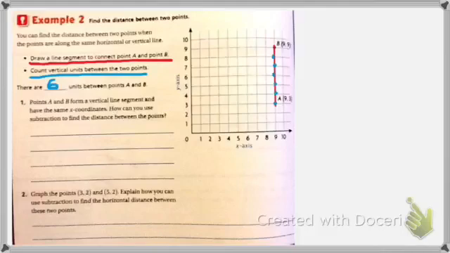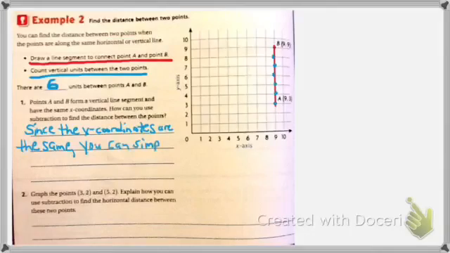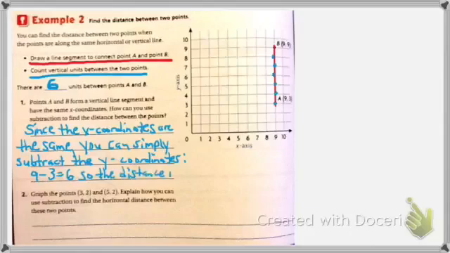Well, 9 minus 3 equals 6. So how can you use subtraction to find the distance between the points? Since the x coordinates are the same, you can simply subtract the y coordinates. So what would I say? I would say 9 minus 3 equals 6. So the distance is 6 units. And that's how I would use subtraction to find the distance between the points.